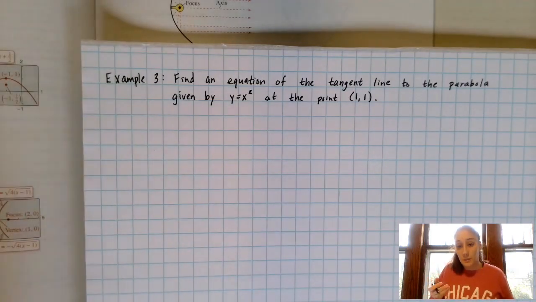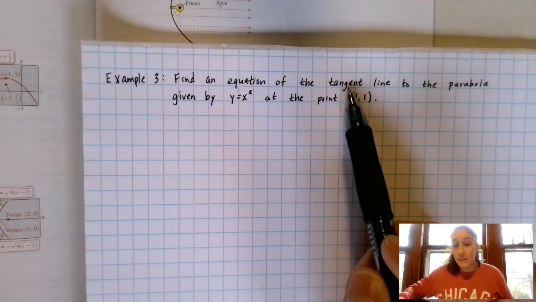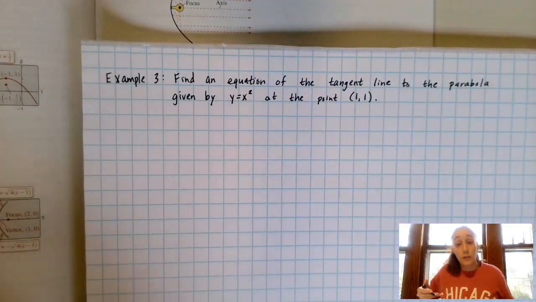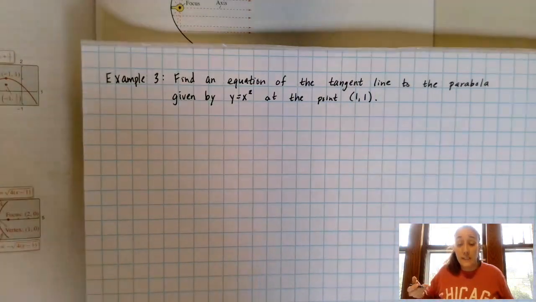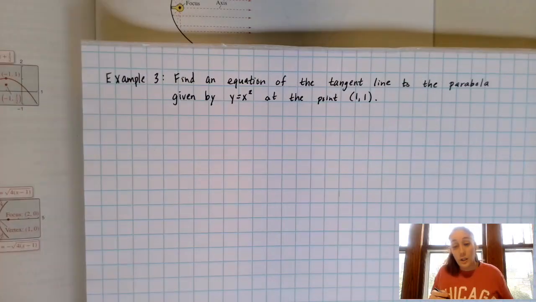In this case, a parabola. There can be tangent lines of other types of graphs as well. But don't confuse this with the trigonometric curve of tangent. They are a bit different.